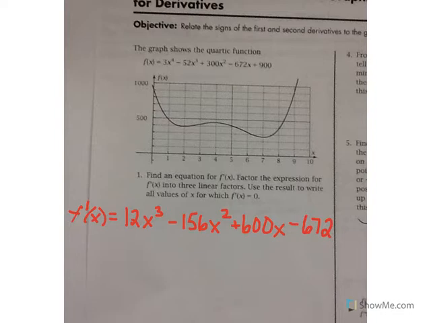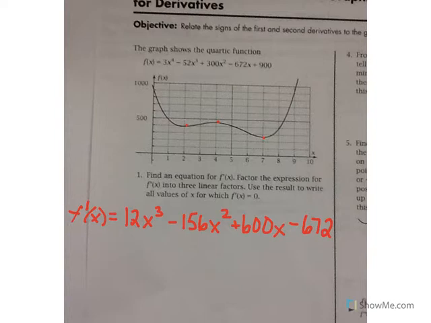And then, so we've got that derivative, and anywhere where that derivative is 0 is going to be where there's a turning point on the graph. And it looks like I can actually see them. It looks like it's going to be at 2, at 4, and at 7. And they asked me to factor out all 3 linear factors.